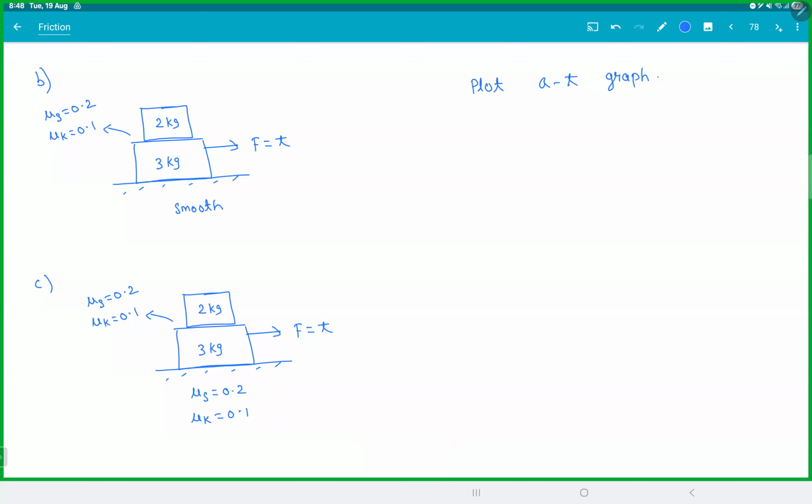Ground is also rough. Let's get these two. Now, this is the first time you're seeing mu k. What is mu k? If the bodies slip, the friction becomes mu k into N. If the bodies don't slip, then the friction is mu s into N. So that is the only difference with mu s and mu k.